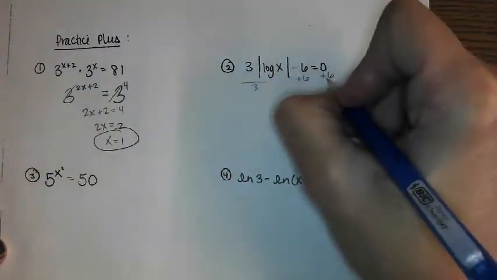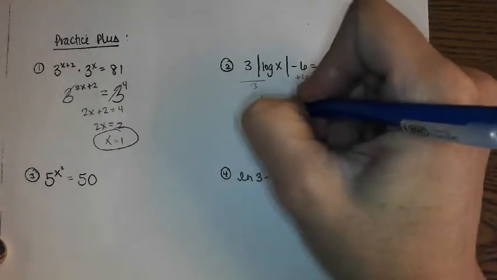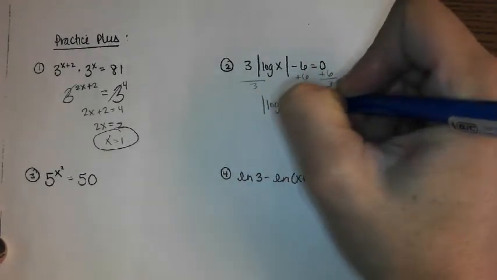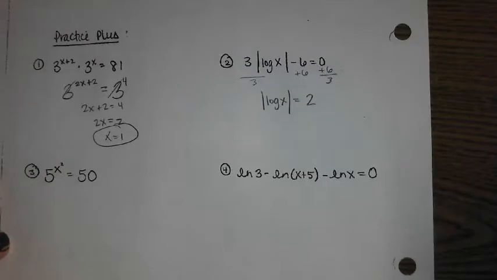And then divide by 3. So she got the log all by itself, which is a good first move. Then what? Aiden?